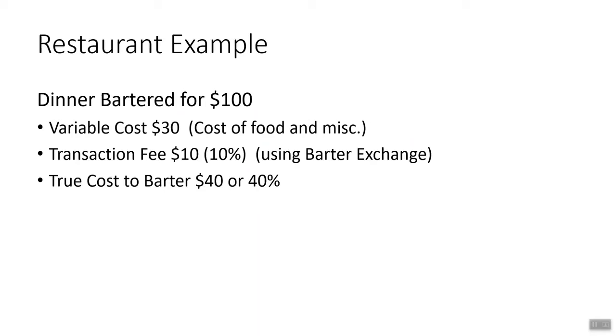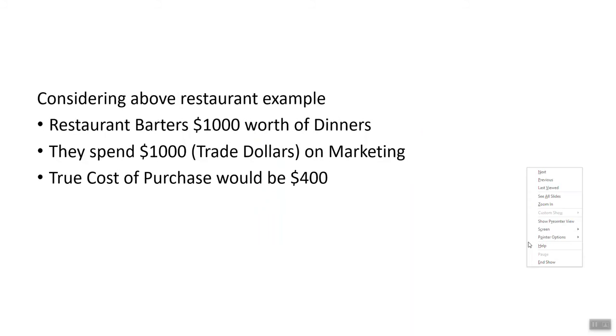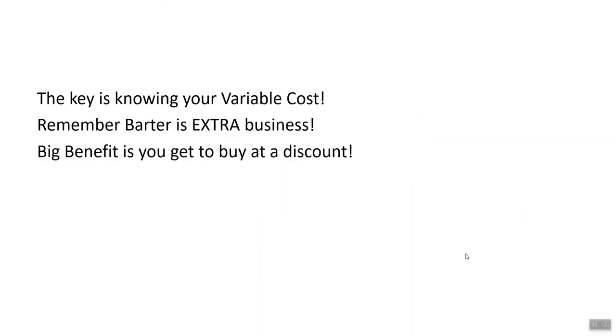So the restaurant's true cost to barter in this example would be $40, or 40%. The key to all of this is knowing your variable costs, because when you're bartering, you're always bartering at your variable cost, not your fixed cost. Once you know what your variable costs are, that's how you're able to tell how much you can afford to barter, how far you can go, what your true costs are.